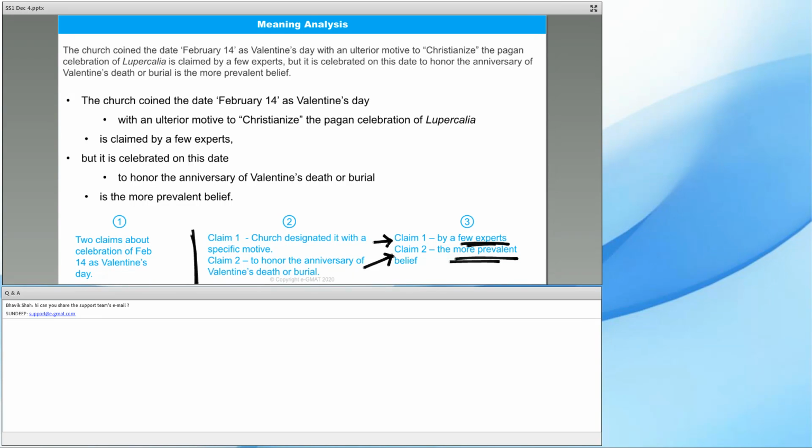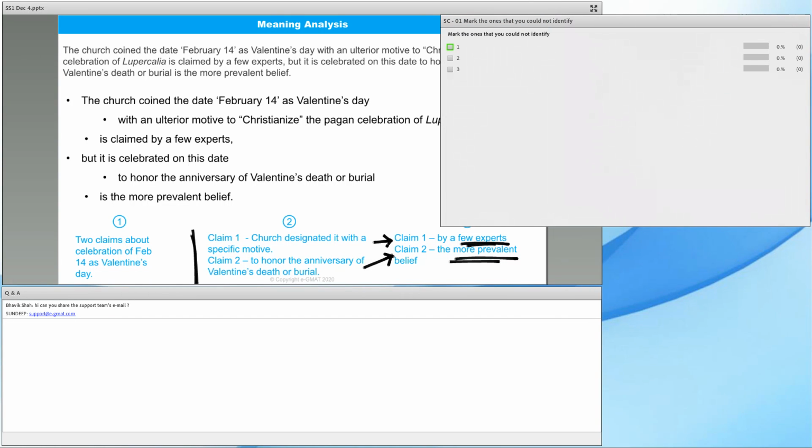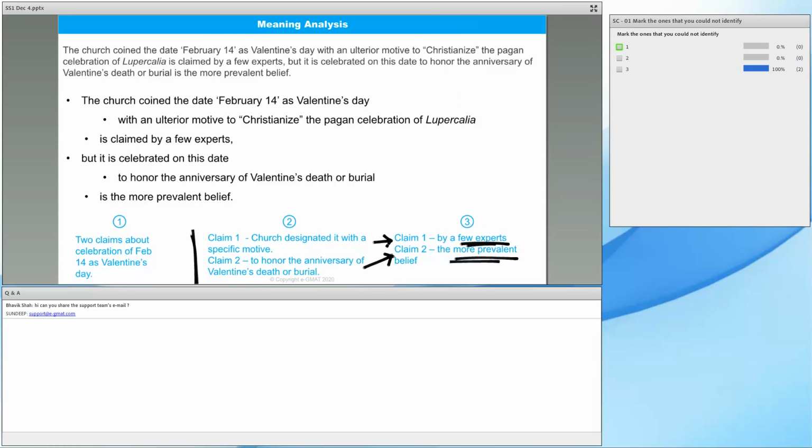Now tell me, when you were solving this question, which aspect were you unable to figure out? Which aspect could you not identify? This is a multiple response question, so you can choose more than one. Which aspect could you not identify while you were solving this question?